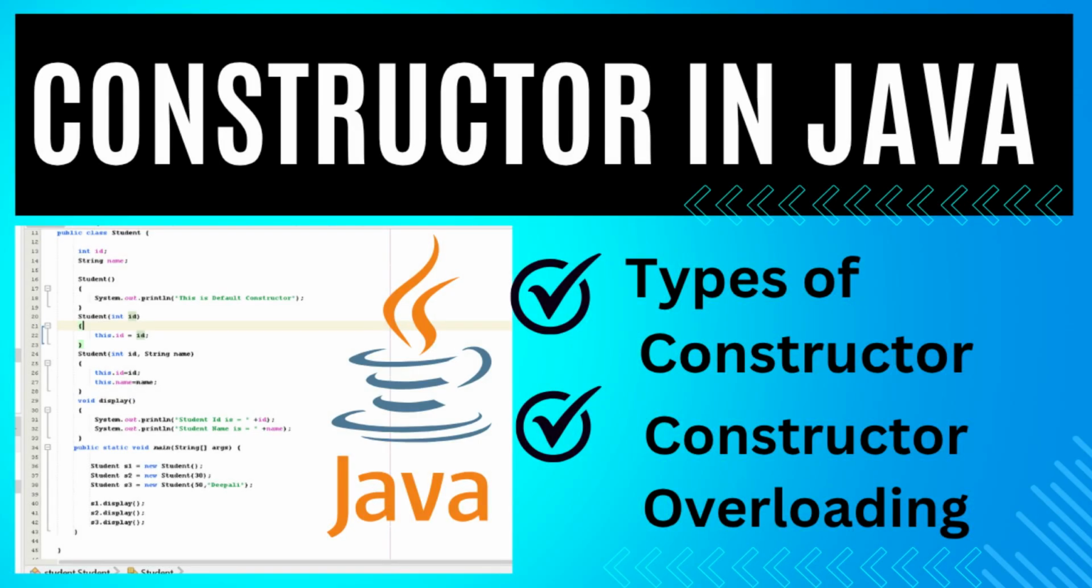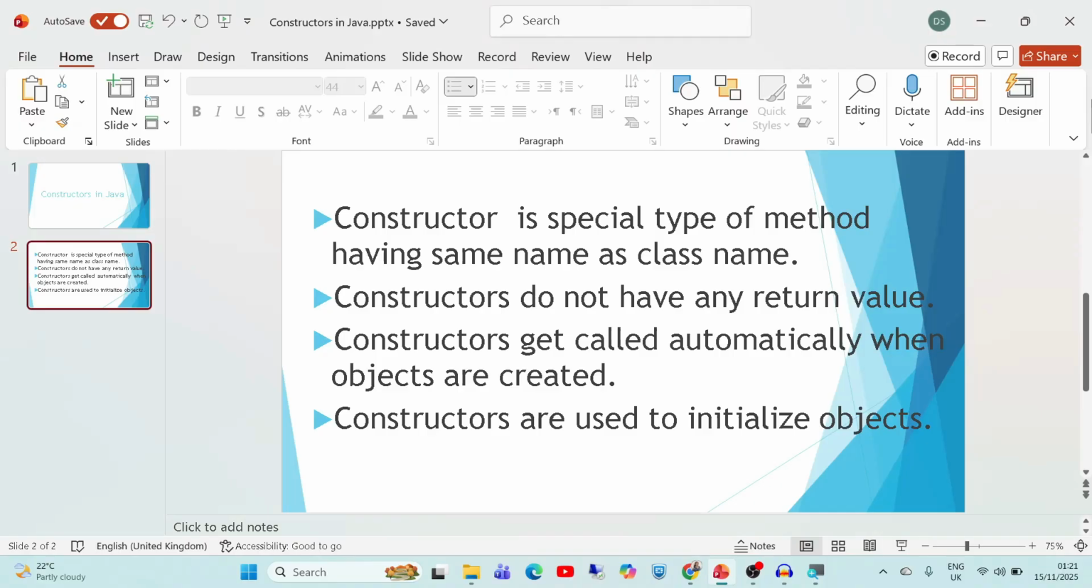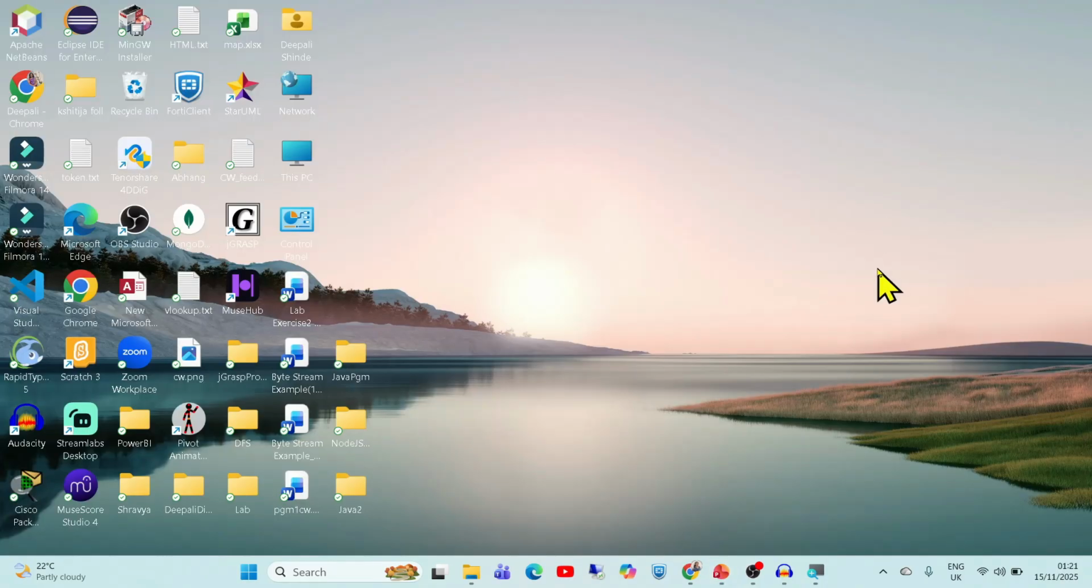In today's video, we are going to see constructors in Java programming. So first, try to understand what is the constructor. So constructor is a special type of method having same name as a class name. And constructors do not have any return value. So first, we'll try to understand how to write the constructors.